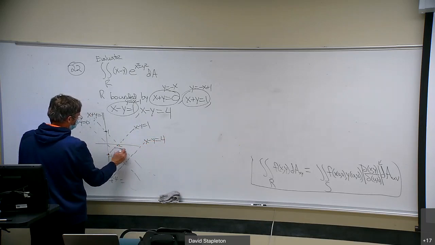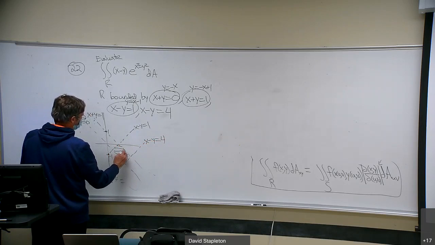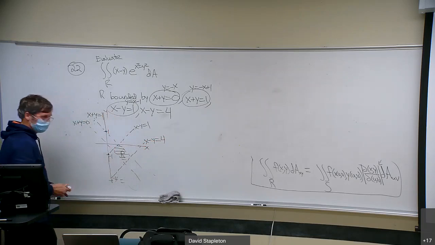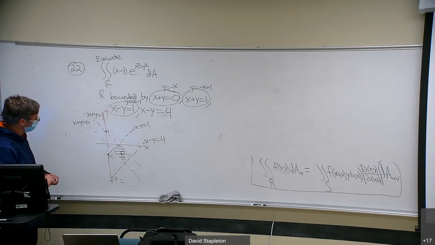And now you can observe that the region is this right here. There's the region R in XY space. What a mess. Suppose you tried to evaluate this as a type 1 or a type 2 region. What would happen?